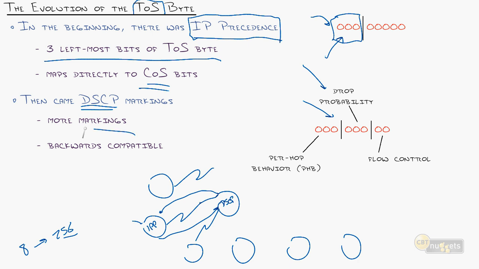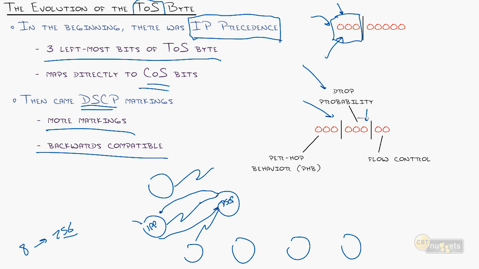So DSCP introduced more markings and at the same time kept the backwards compatibility. Here's how it did it. It said, okay, well, we're going to use more than these first 3 bits. We're going to use the first 6 bits for a marking level. Now, you might say, okay, scratching my head, 6 bits, how many do I get? Well, 64. Whoa, wait a second. Is that enough? Oh yeah.